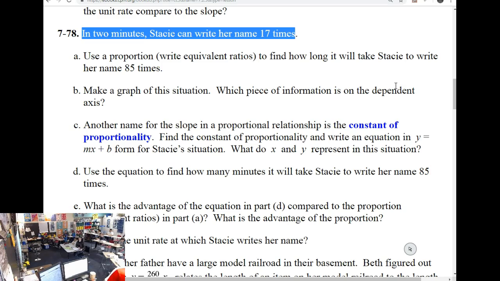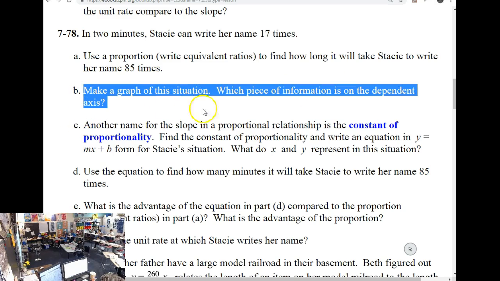I will tell you a proportion will work. A proportional equation will work. A graph will work. Standard math will work. There's a lot of ways to solve this. We are going to end up graphing this.